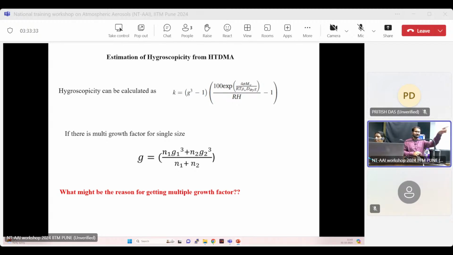Suppose you're sending ammonium nitrate particles and you have a higher temperature, so your particle size tends to decrease because of evaporation due to temperature. So you will get a lesser size. That is not a true situation of what you want to measure. So in no way can the growth factor go below 1.